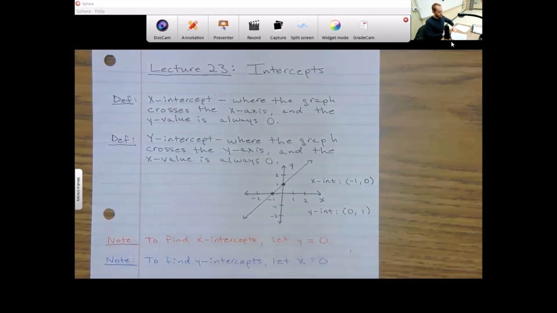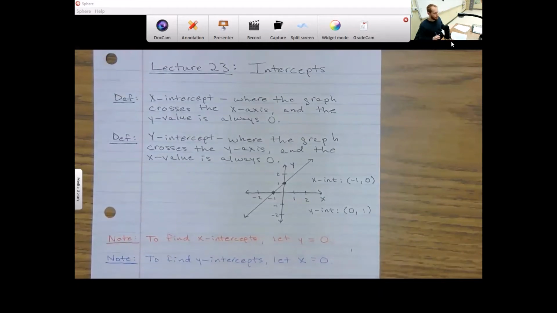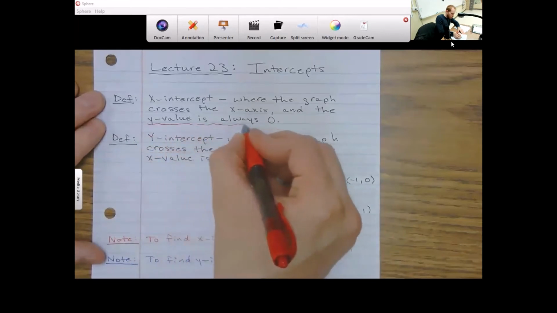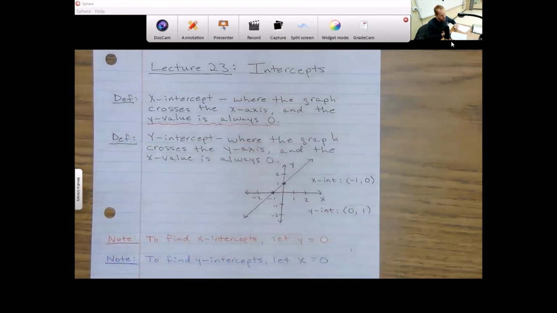Okay? So where am I getting this information from? Am I just pulling it out of nowhere? Well, no. It comes from the definition, right? So for the x-intercepts, notice that I write the y value is always 0. So if I want to find an x-intercept, I have to let y be 0. Make sense? Okay.